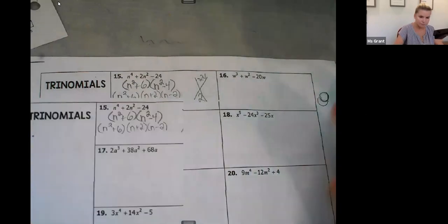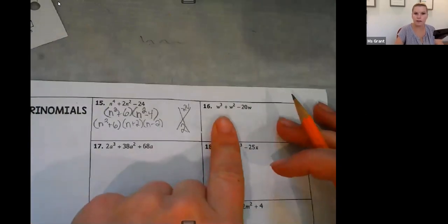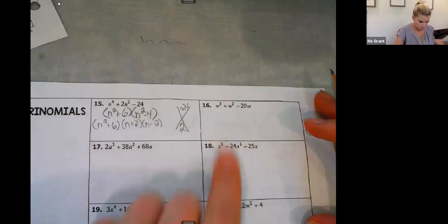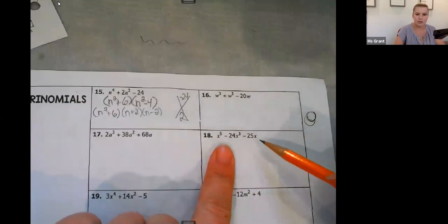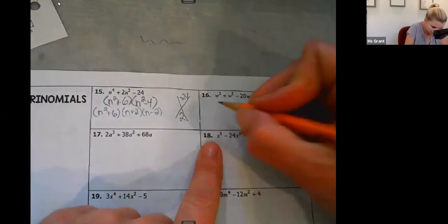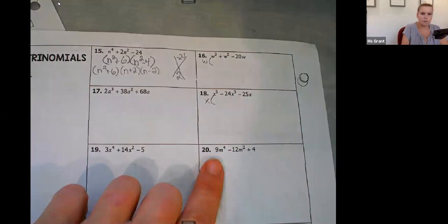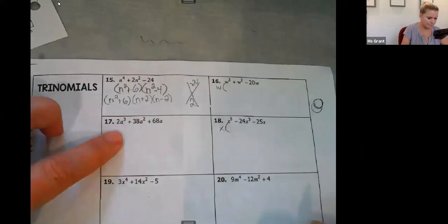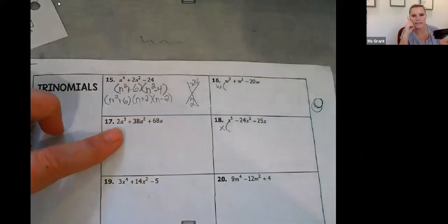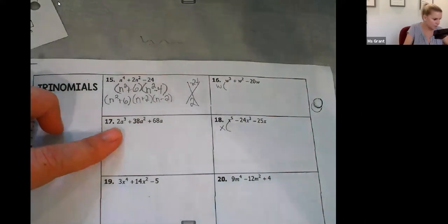Like 16. You're going to have to do this for homework. You're going to have to factor a w first. 18, you're going to have to factor an x first. 20 is going to be fine. Okay, I'm going to go to 17 now. They all have an A. They're all even numbers. 2a.